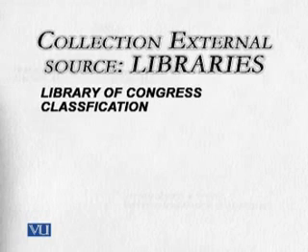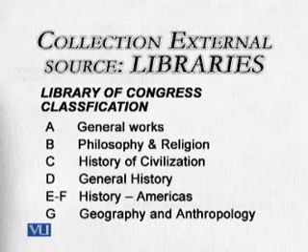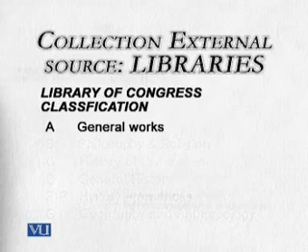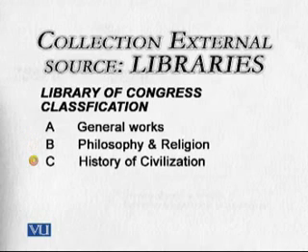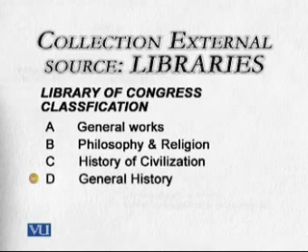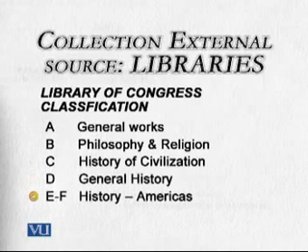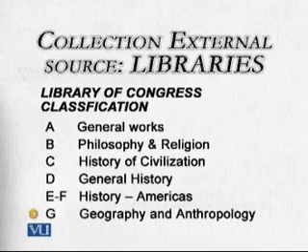On your screen, you can see A to Z, the alphabet, and the subjects are also written next to the relevant alphabet. For example, in the A category, you will find general works. In B, you would find philosophy and religion. If you find C written on books, it means history of civilization. D is for general history. E to F is American history, especially. G is geography and anthropology.